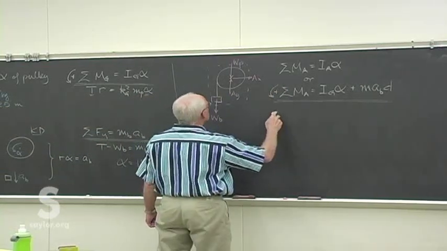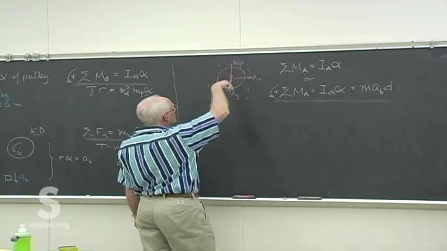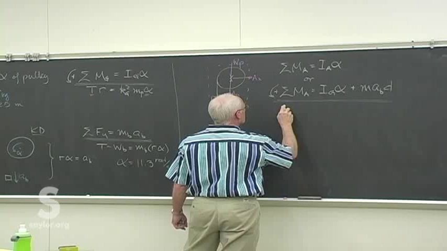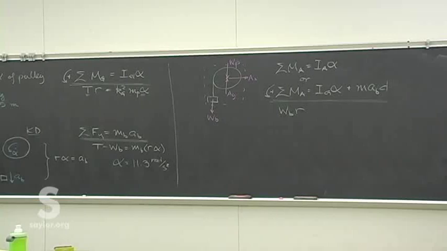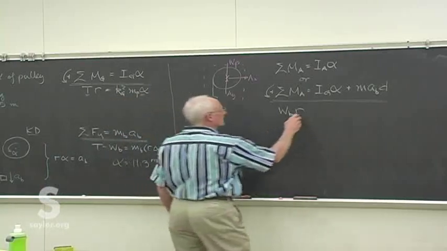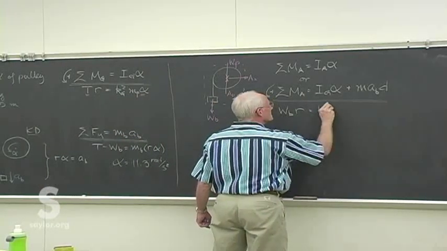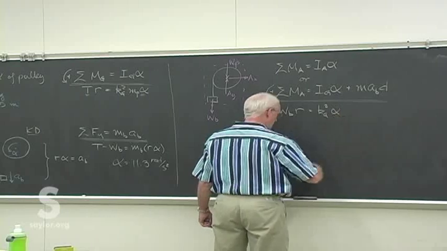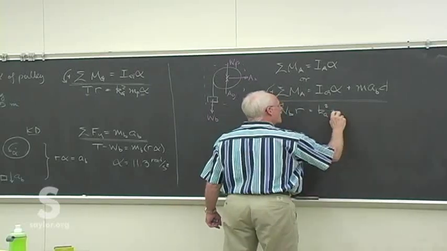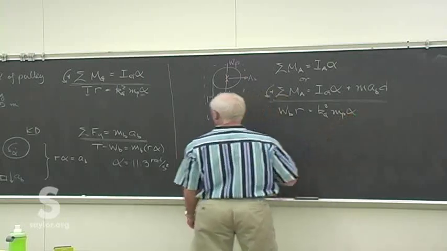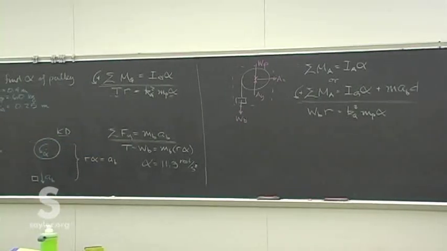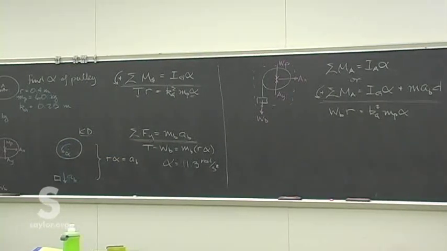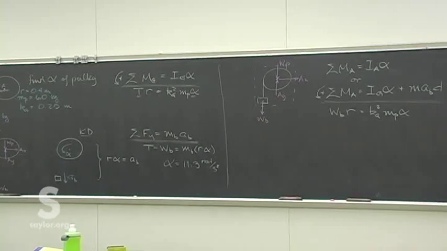So it comes out to be very similar to what it was before. None of those have anything to do with it. We have WB at a distance r, which is the only moment applied about point A. And then this is m_p k_g squared alpha. I had that over there, didn't I? Yeah. That's just the moment of inertia from the radius of gyration.